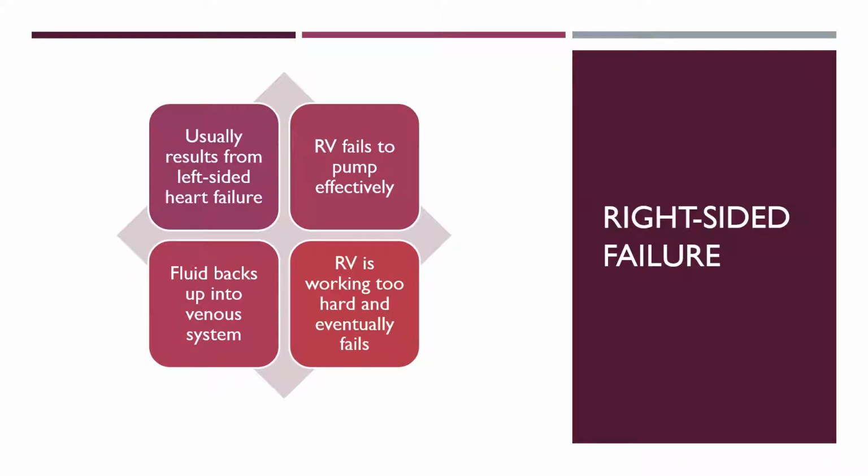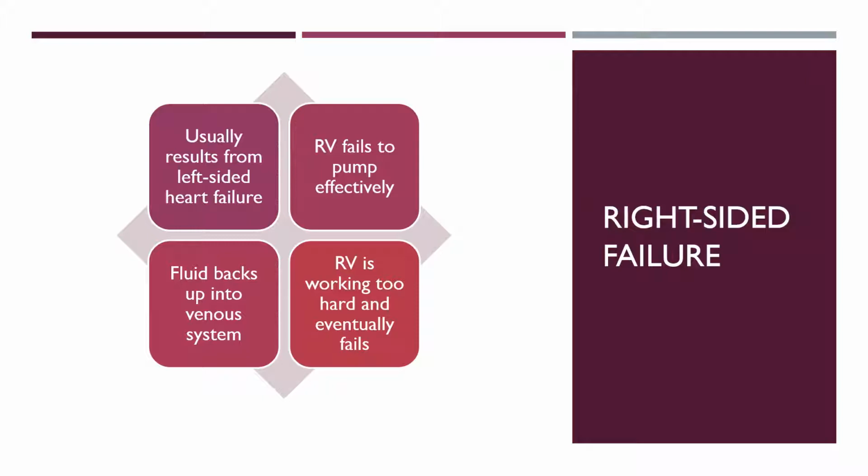Next, we're going to discuss right-sided failure. Right-sided failure is usually going to result from left-sided heart failure. It's actually the most common cause of right-sided heart failure. So the right ventricle is going to fail to pump effectively because the left ventricle has failed to pump effectively and begun to back up fluid into the pulmonary system. This is then going to force the right ventricle to work even harder than it had to before with all of this fluid overload that's happening.